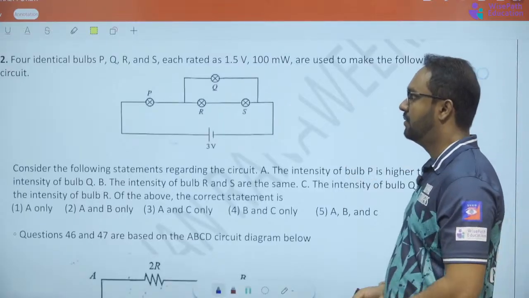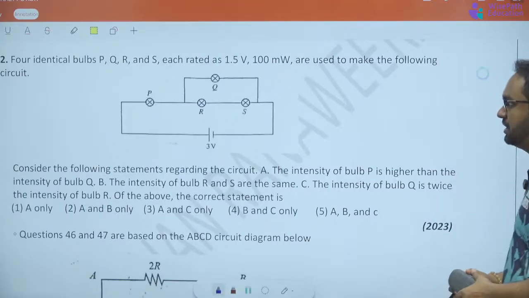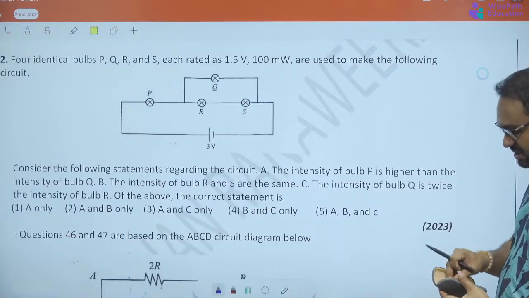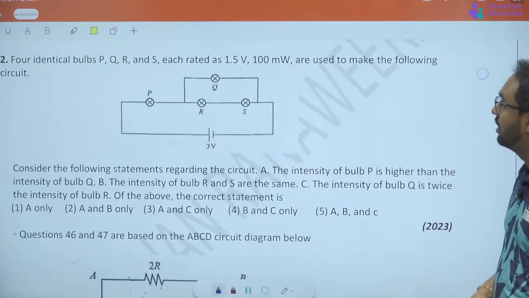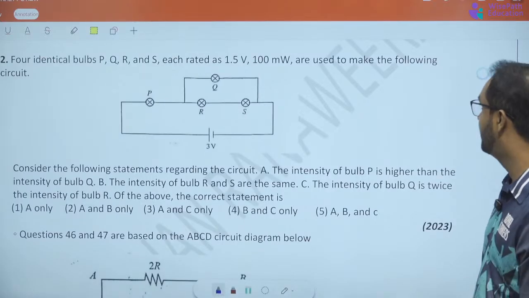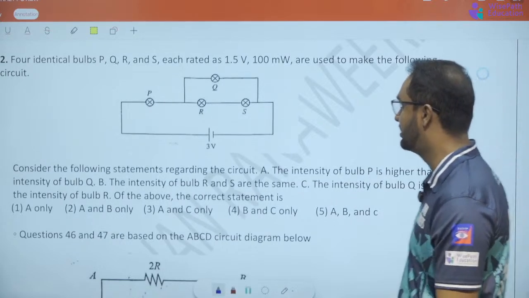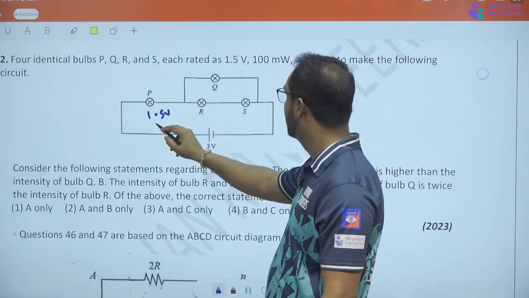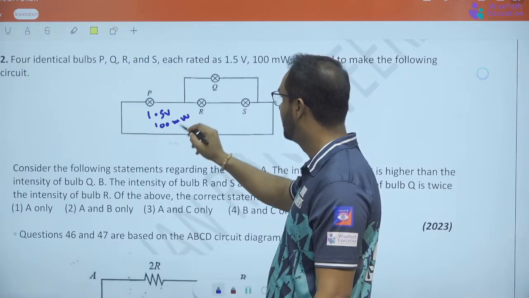Second, four identical bulbs P, Q, R and S, each rated as 1.5 volts, 100 milliwatts, are used to make the following circuit. Okay, so each bulb is 1.5 volts. I'll just label it here, 1.5 volts. So each and every one are likewise, and 100 milliwatts, right?